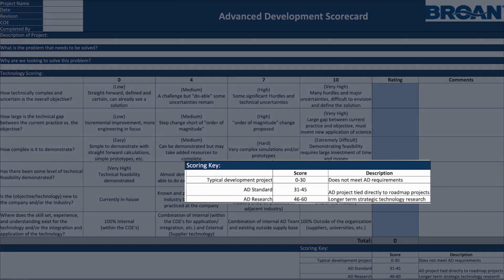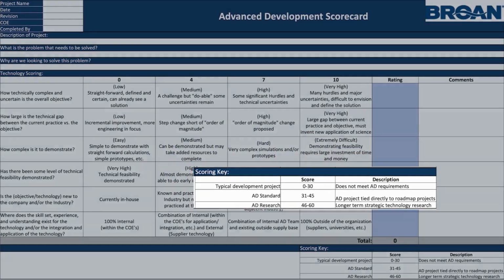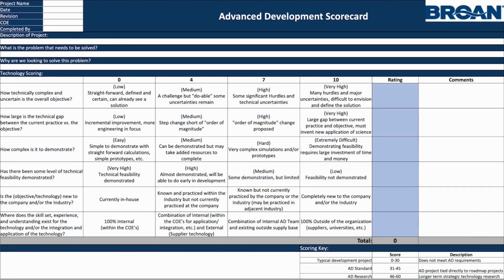When the score is below 30, the project doesn't need advanced technology development. When the project earns a score between 31 and 45, it must go through advanced development and can be linked to product development on a roadmap. However, when the project earns a score above 46, the project is too risky and must go through advanced development. It's expected to follow a longer path of technology development.